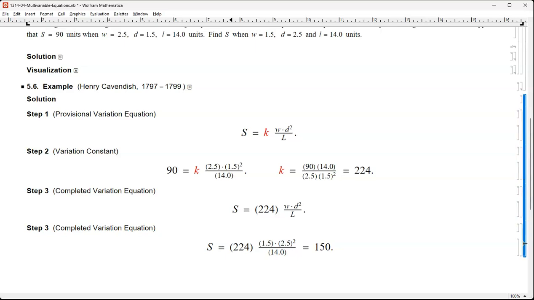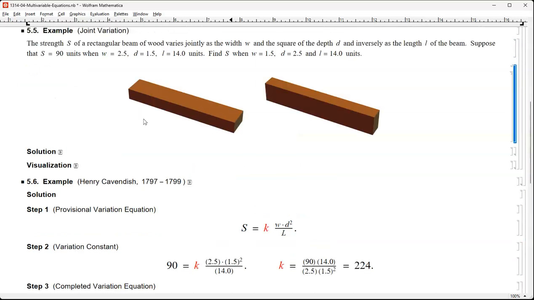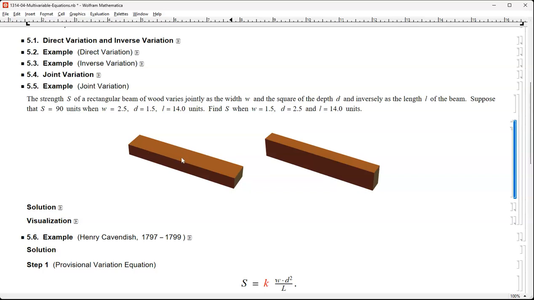Definitely it got stronger. Let's go back to the picture again. This one had strength 90. So in the middle we put some weight and then see how much it can bear, versus this one here tilted, where we have more depth, as you can see.